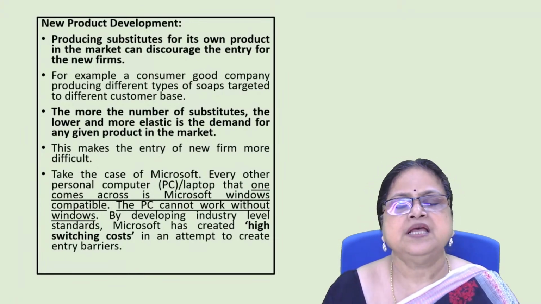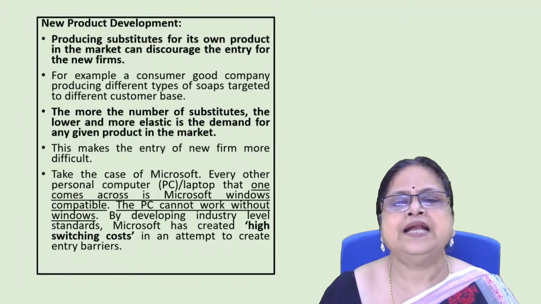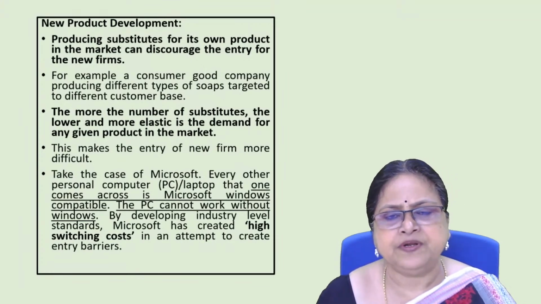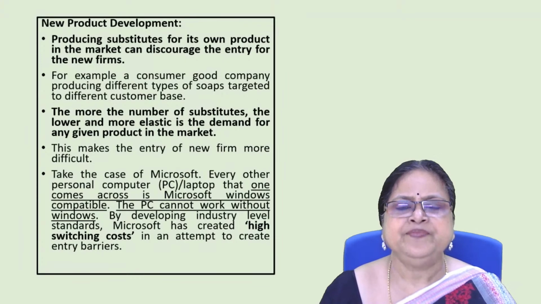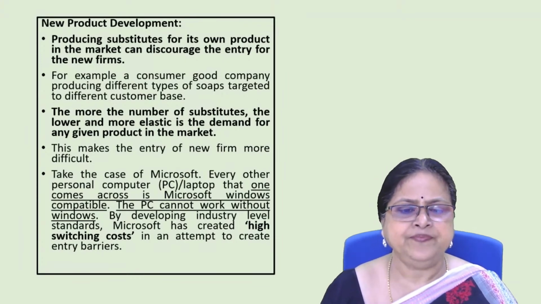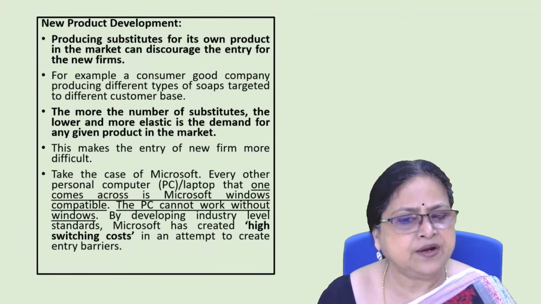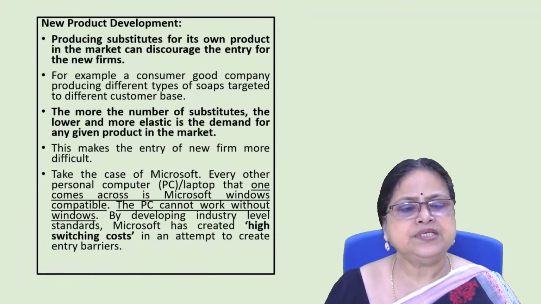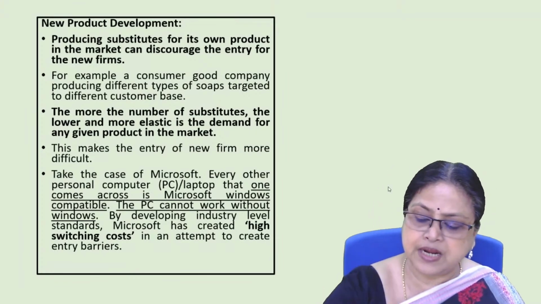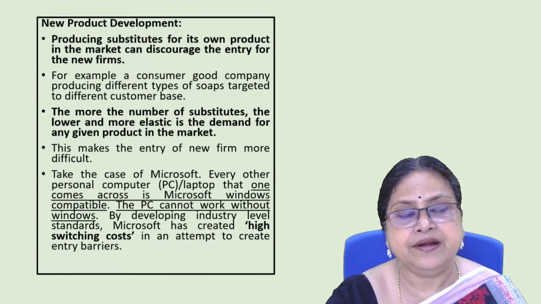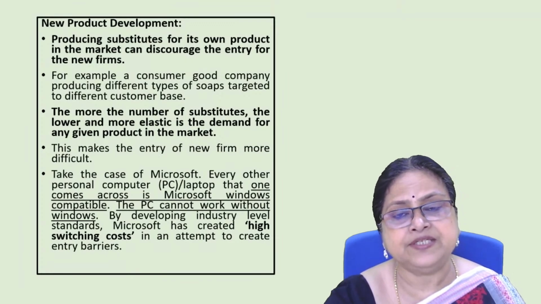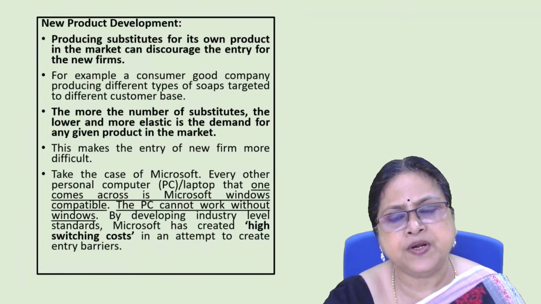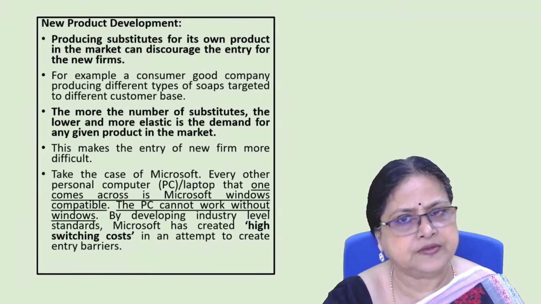That means for the new entrant, it is very difficult to produce something like Microsoft Windows and then sell the laptop or sell the PC in the market, because the cost will be very high. Now, what will happen? The PCs cannot work without Windows. So this is known as switching cost or high switching cost. The new entrant, if it is switching to the production, is going to incur loss.